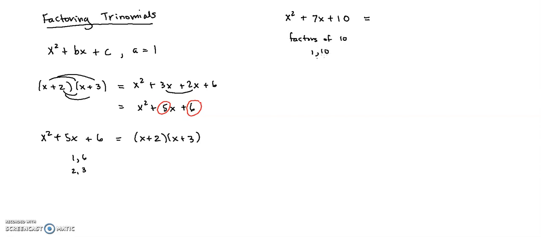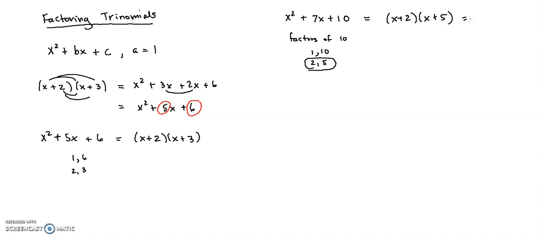So we've got 1 and 10, and 2 and 5. 3 doesn't go in, 4 doesn't go in, 5 does go in, but we've already got that right there. Once you hit a factor you already have, you know that you're done. And we already have a combination that gives us 7: 2 times 5 is 10, and 2 plus 5 is 7. So we should be able to have our factors as x plus 2, x plus 5.